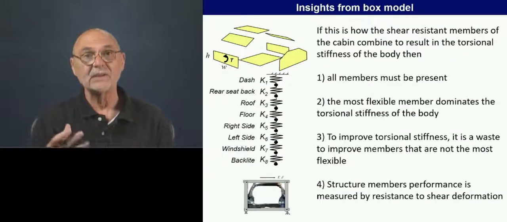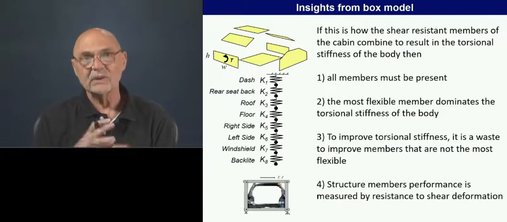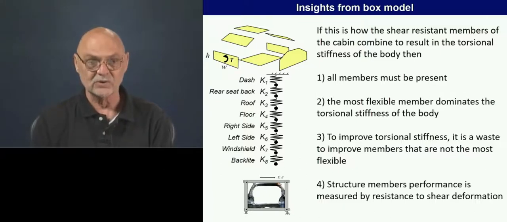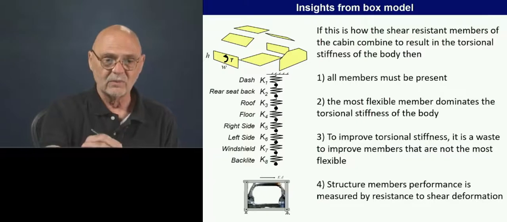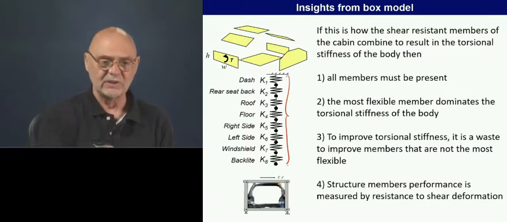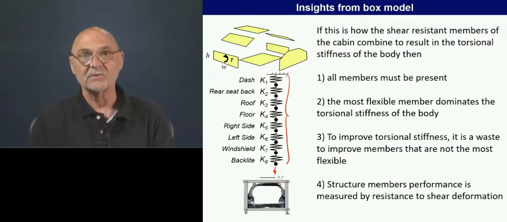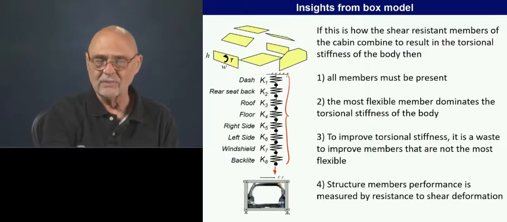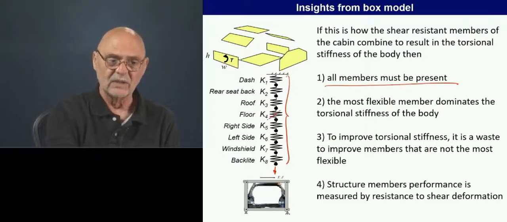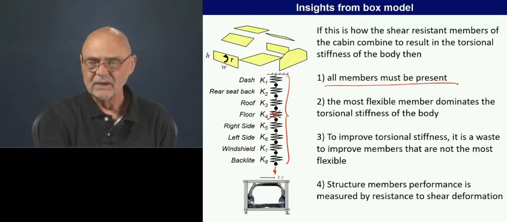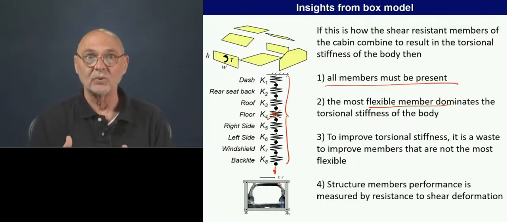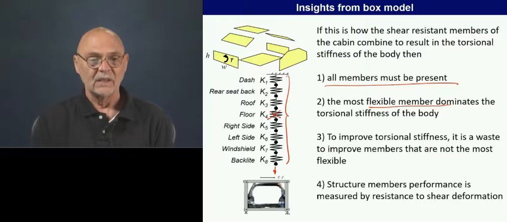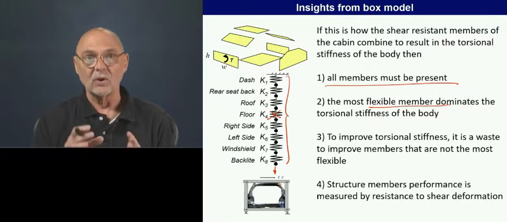Finally, the important area is the insights from this model, to have an internalized understanding of how structures work. First, this is the model for torsional rigidity. When we pull on the series of springs, what we're feeling is the torsional rigidity of the car. So all the members must be present; if we take one out, we no longer have a structure. The most flexible member dominates, so if we're trying to improve a problem with torsional rigidity, we want to understand which of these shear resistant members is the most flexible, and then only work on it.